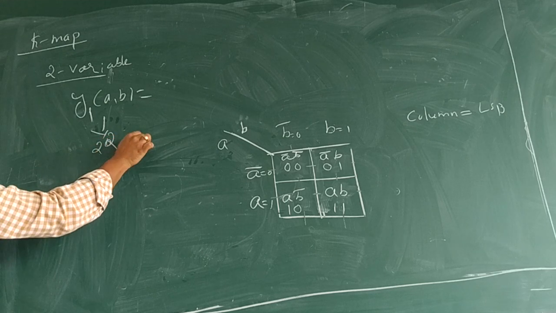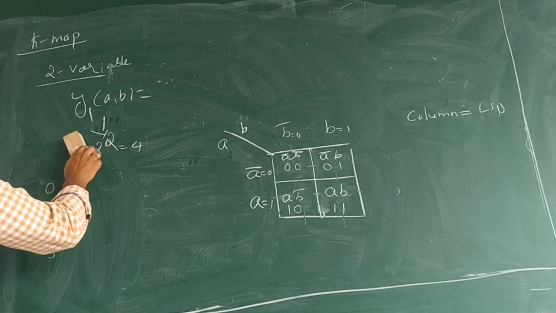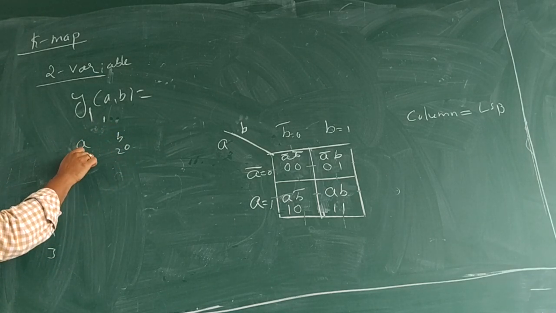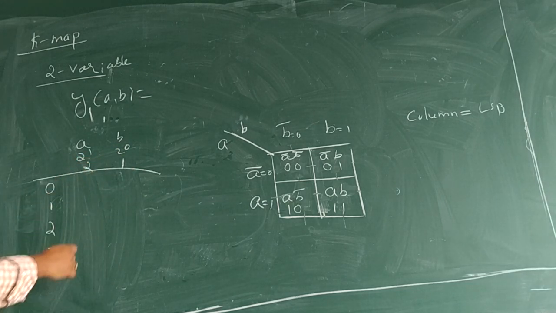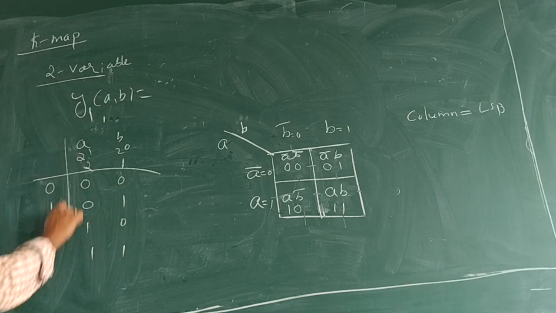2 raised to 2, that means 4. 0, 1, 2, 3. Now you apply the weights. A and B. B means 2 raised to 0. A means 2 raised to 1. Values are 1 and 2. What is this? 0, 0, 0, 1, 1, 0, 1, 1.